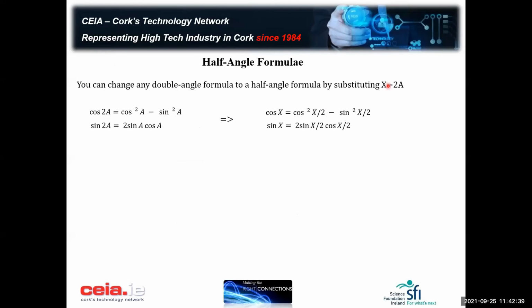But you simply just substitute: replace the 2A in the double angle formula by, say, X, and you can have an equivalent half angle formula by replacing 2A by X, and then A becomes X over 2. It's useful to know that you can do that, even if it's not in the log tables. And we'll see later on how that can be used in a question.